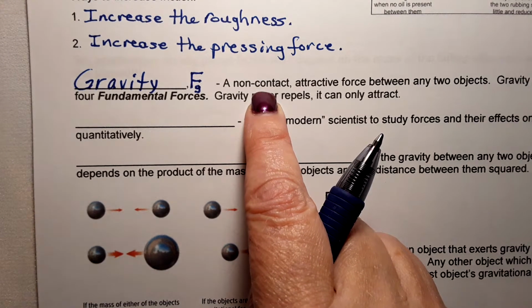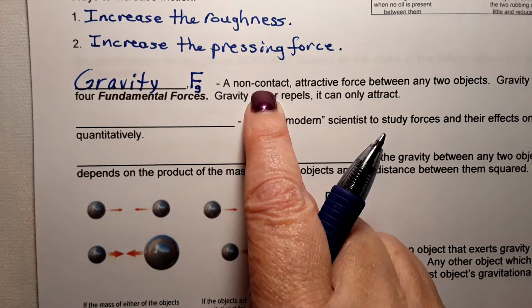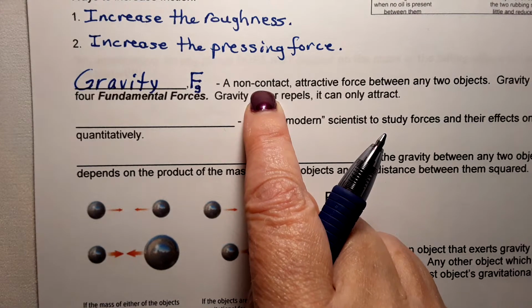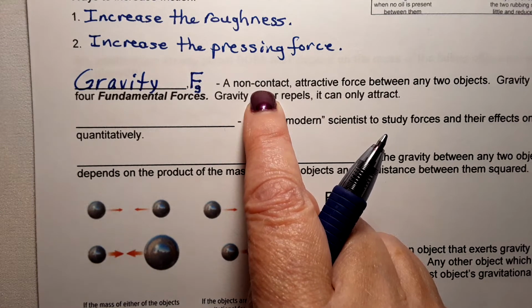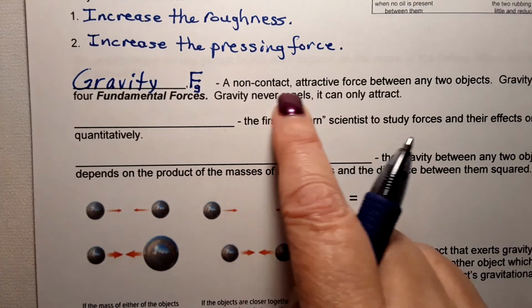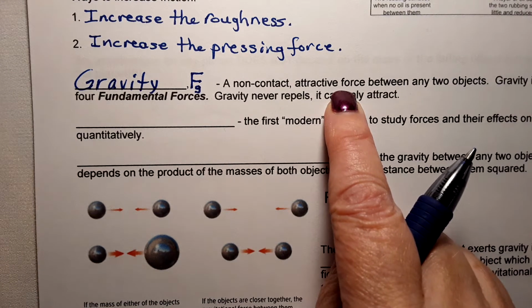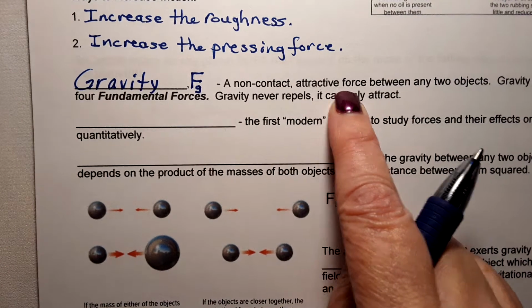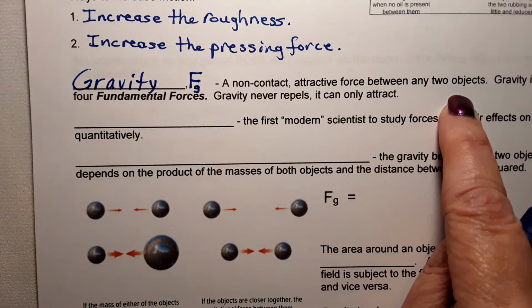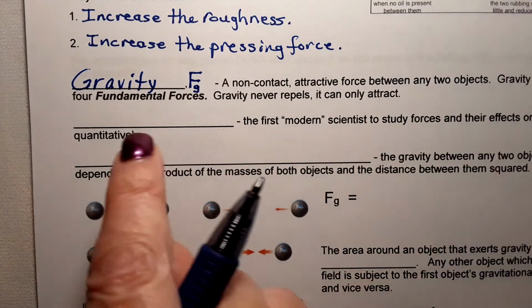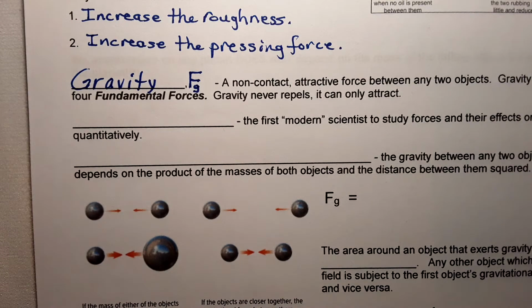Now, gravity is one of the non-contact forces. If you remember, that's a type of force that the objects don't have to touch. The force can be transmitted over an intervening distance. It exists there. It's also an attractive force. Gravity does not repel, it only attracts two masses to each other, okay? And it's one of the four fundamental forces that we talked about on page 1.